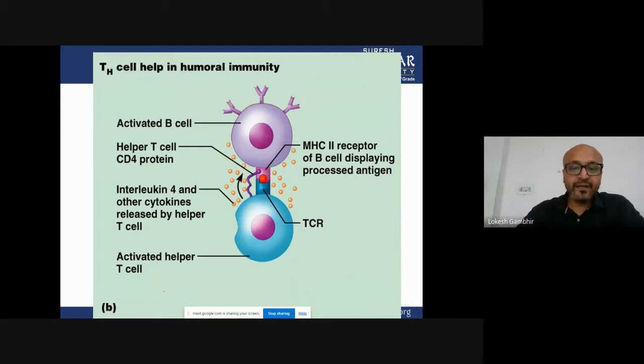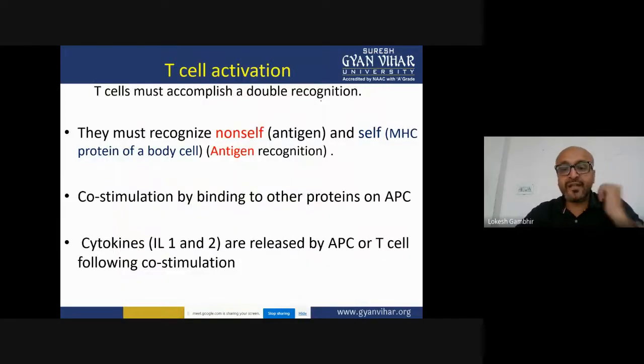Now, once binding has taken place, I told you that they help in humoral immunity. Now, when B cells are expressed, I told you that T cells will release multiple cytokines in order to increase the population of B cells. So this is just to recapitulate what we had discussed the last time.